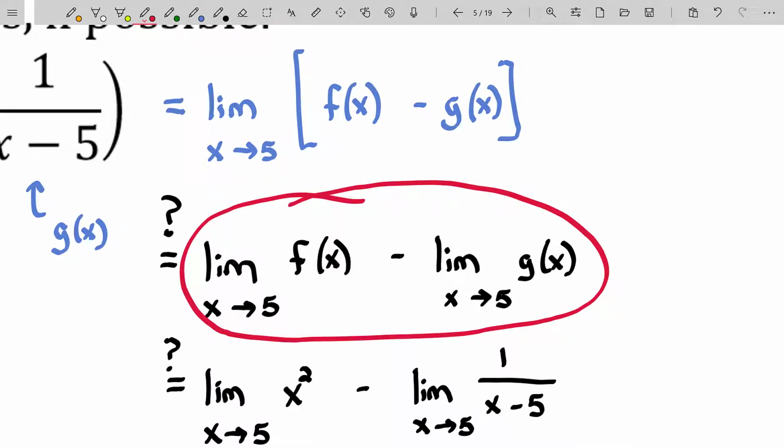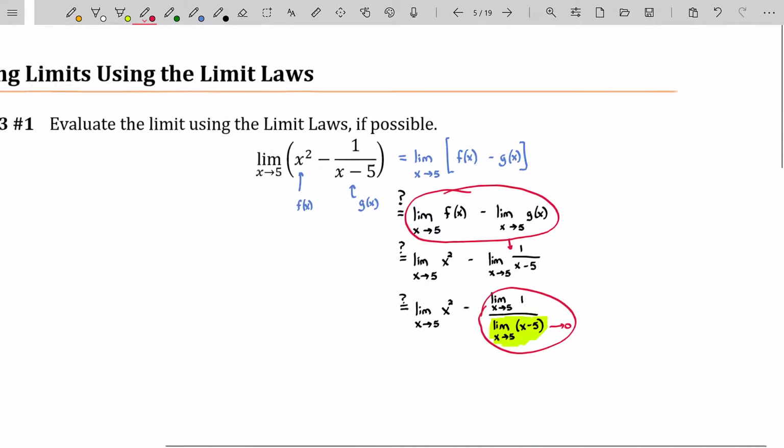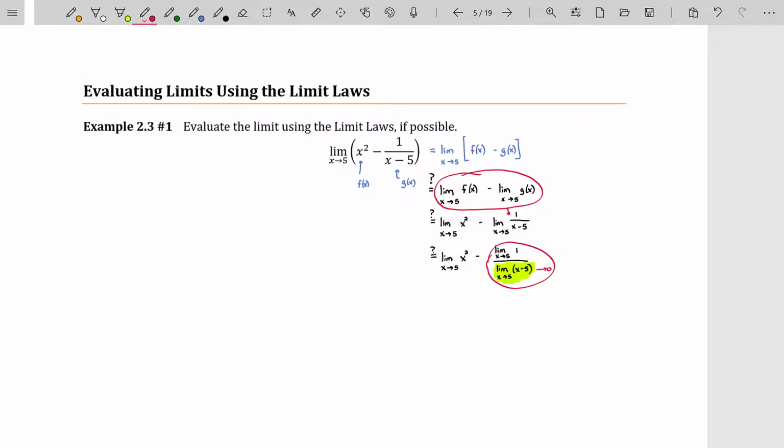That's actually going to be 25 in the long run. But the limit as x approaches 5 of g of x, which is the limit as x approaches 5 of 1 over x minus 5, does not exist. And therefore, you cannot use a limit law to evaluate this limit, at least as written.